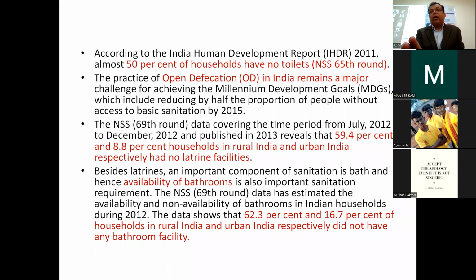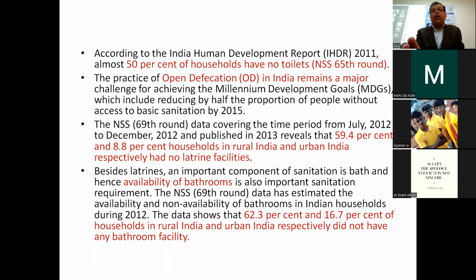So the NSO data of the 65th round does talk about the prevalence or availability of toilets, and way back in 2011, almost 50% of households were not having any toilet, right? And when the toilets are not there, then people will go for open defecation. So open defecation in India remains a major challenge, right?